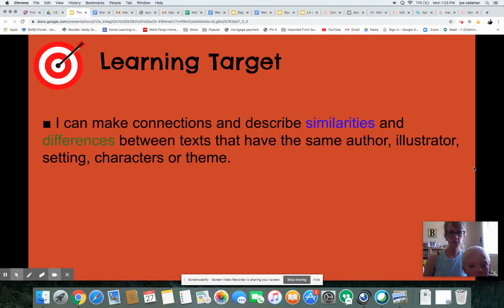All right, readers, did you make connections and describe similarities and differences between texts that have the same author, illustrator, settings, character, or theme? Did you do that today, Cody? Yeah. Did you, readers? You did. We practiced that together. So now this is a great thing to practice next time you read 2 texts by the same author.